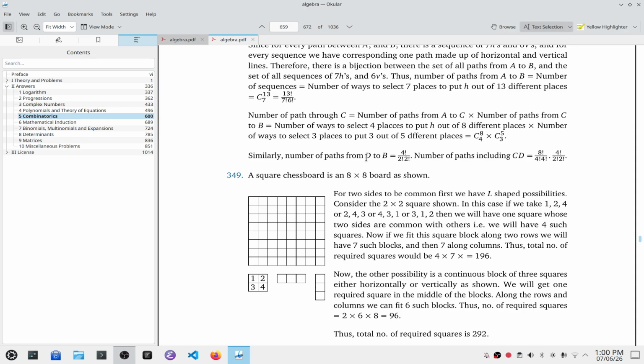Similarly, the number of paths from D to B is 4 factorial upon 2 factorial multiplied by 2 factorial. So the number of paths including CD is 8 factorial divided by 4 factorial into 4 factorial, multiplied by 4 factorial by 2 factorial multiplied by 2 factorial.